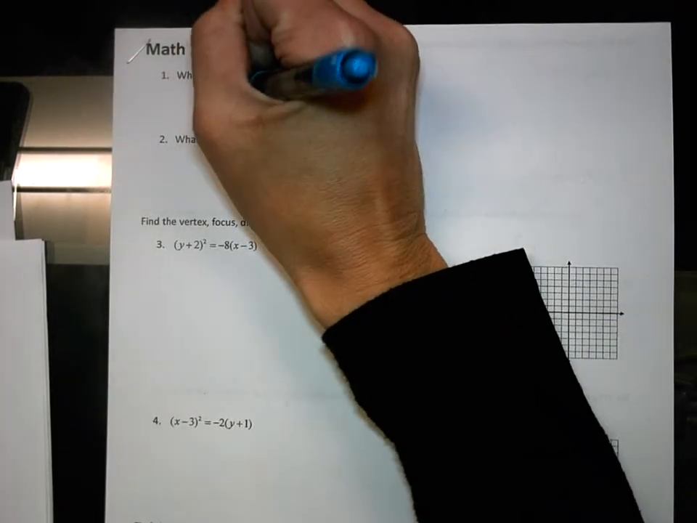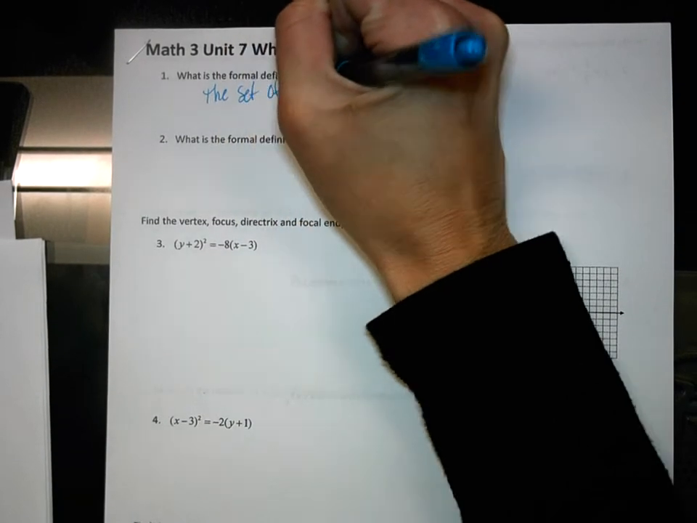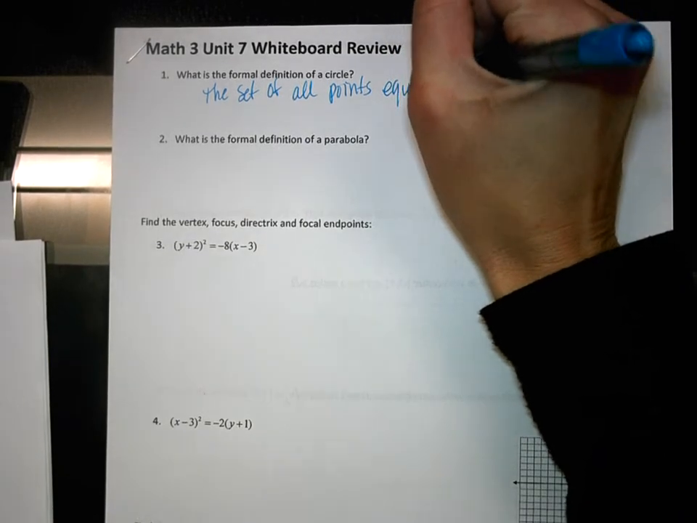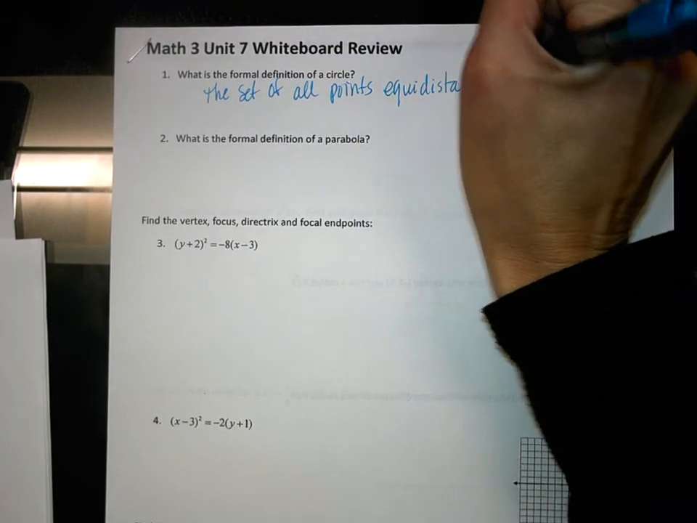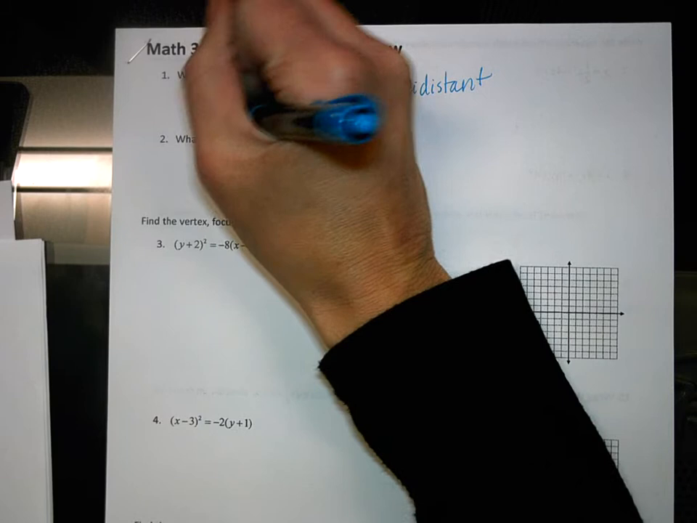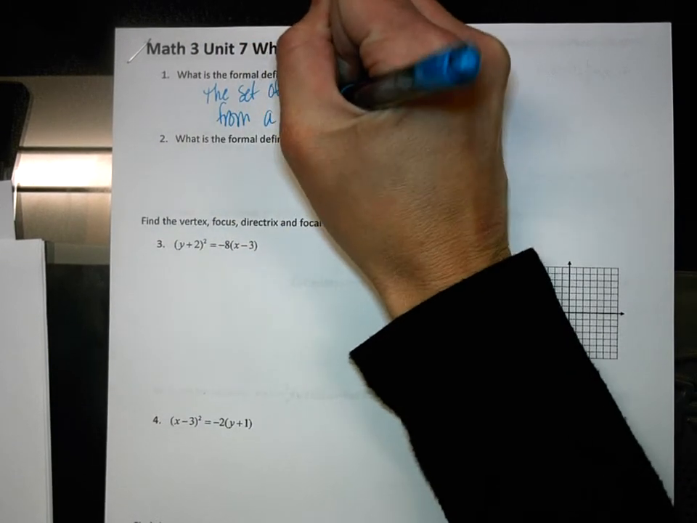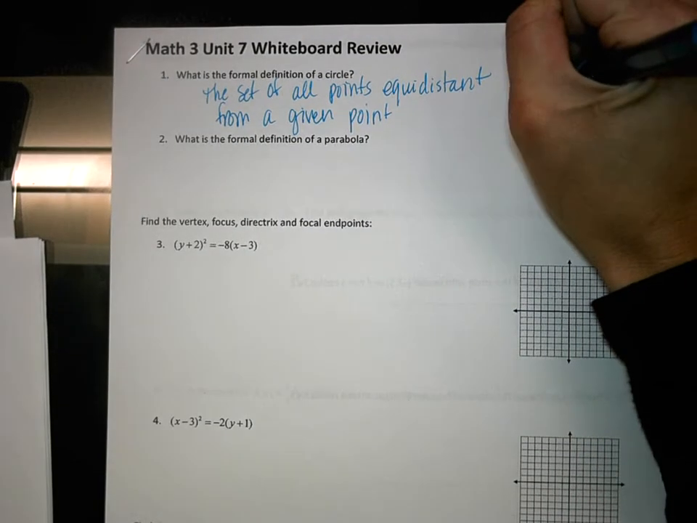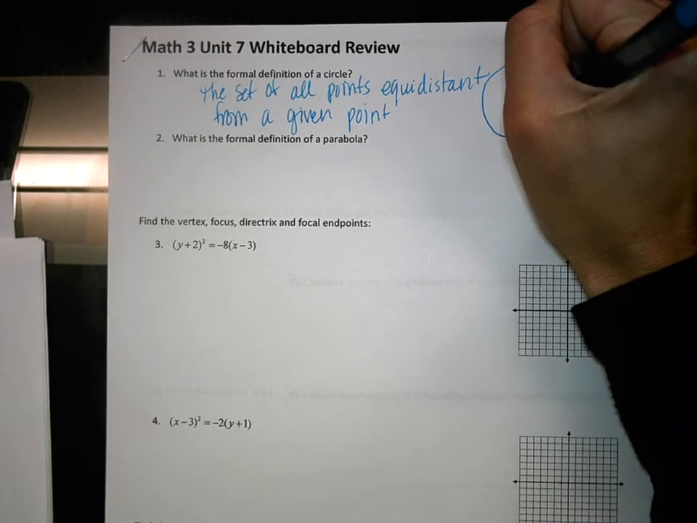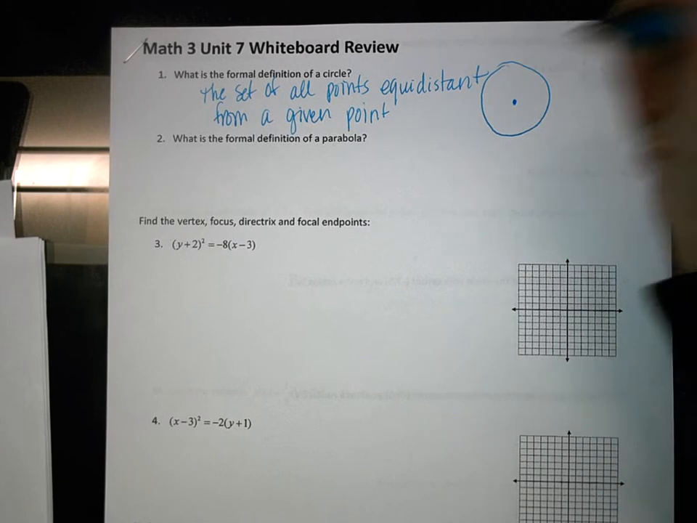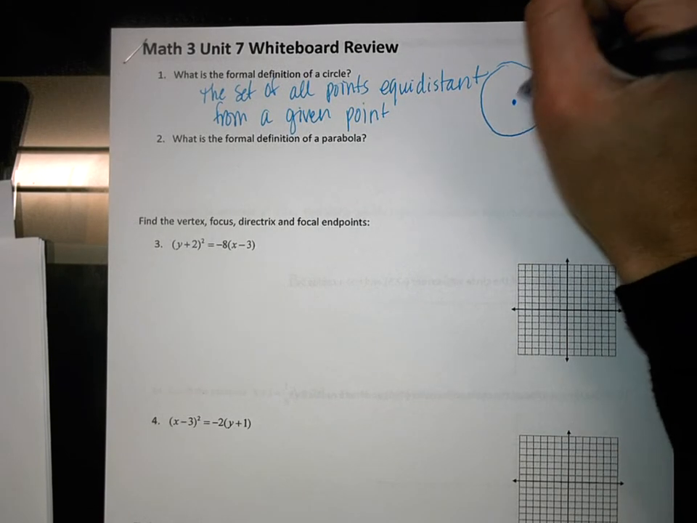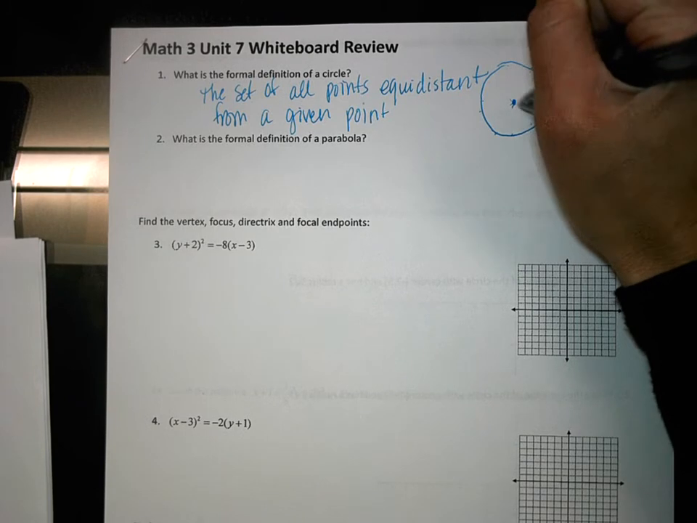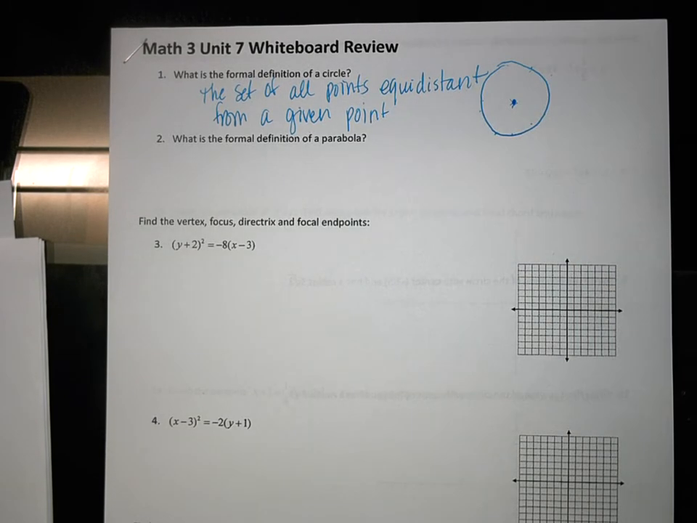So a circle is the set of all points equidistant from a given point. Okay, so the given point is your center, and all of the points equidistant from it make up the circle. The distance between every single point on the circle and the center is the radius, and the radius is the same around the entire circle.